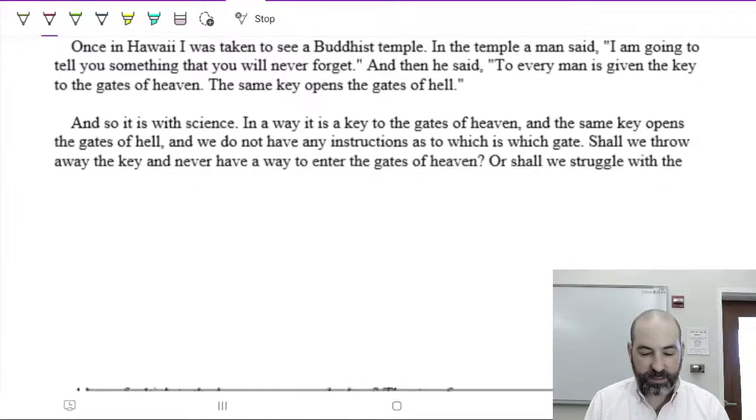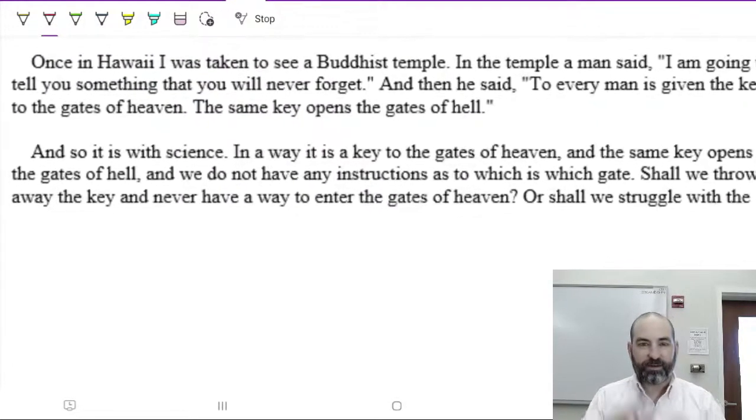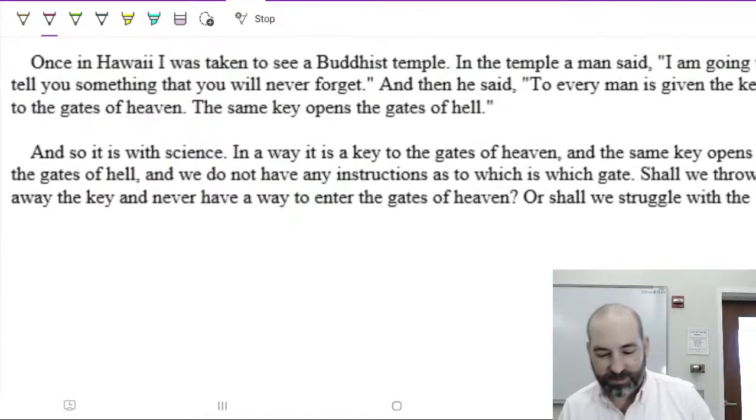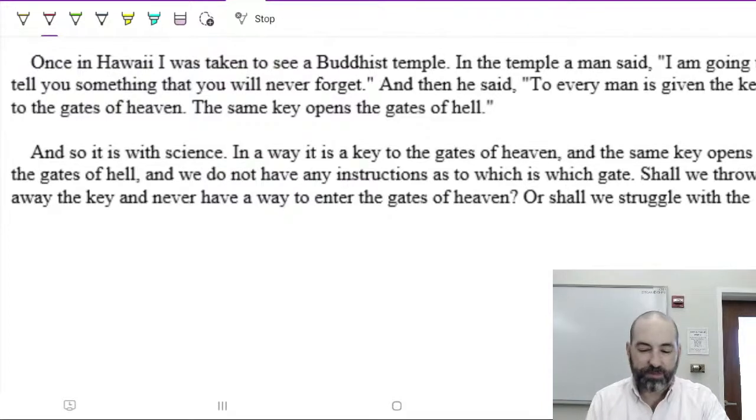And so he tells the story, which he was kind of famous for being a storyteller, so we don't really know if this is true or not. But he said that a man told him in a Buddhist temple, "To every man is given the key to the gates of heaven. The same key opens the gates of hell." And so his ideas here are that, as you can tell from that, something of great power can cause harm as well. Kind of the Spider-Man thing, right? With great power comes great responsibility.